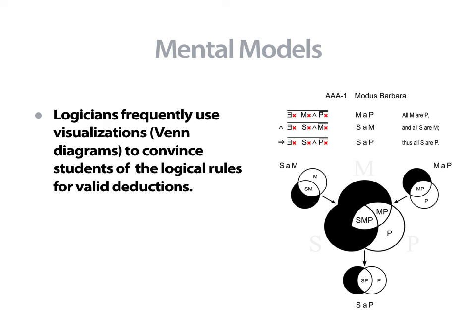But to understand it, what logicians often do is they use Venn diagrams. And Venn diagrams are beautiful visualizations of the distribution of properties that are being discussed in the argument. So this seems to be a pretty universal feature of syllogistic reasoning and how we're able to engage in it.